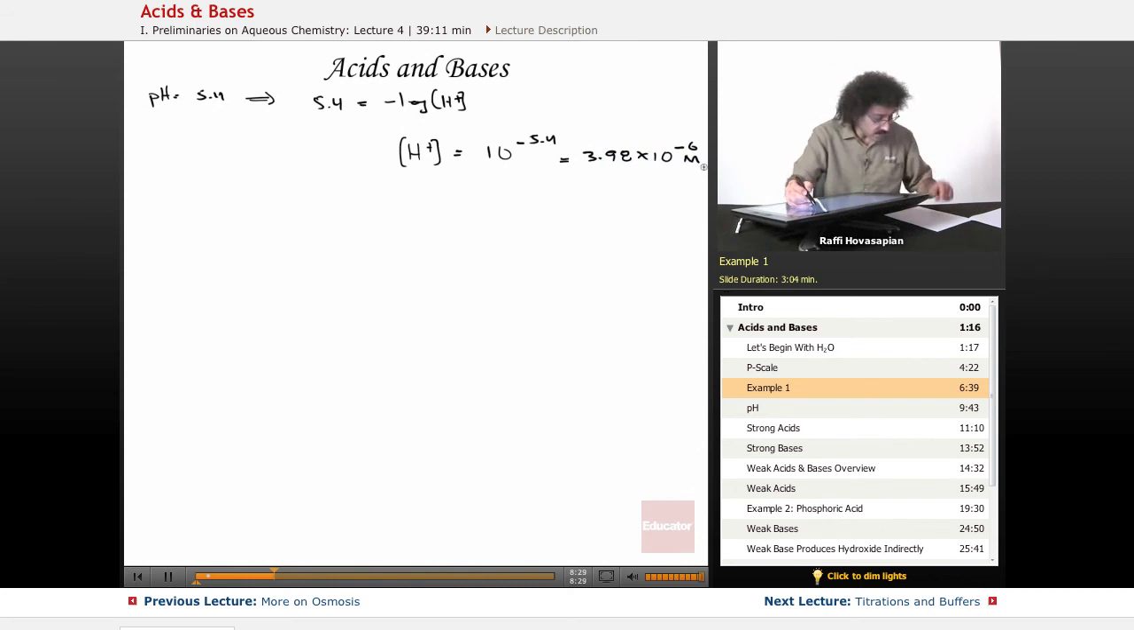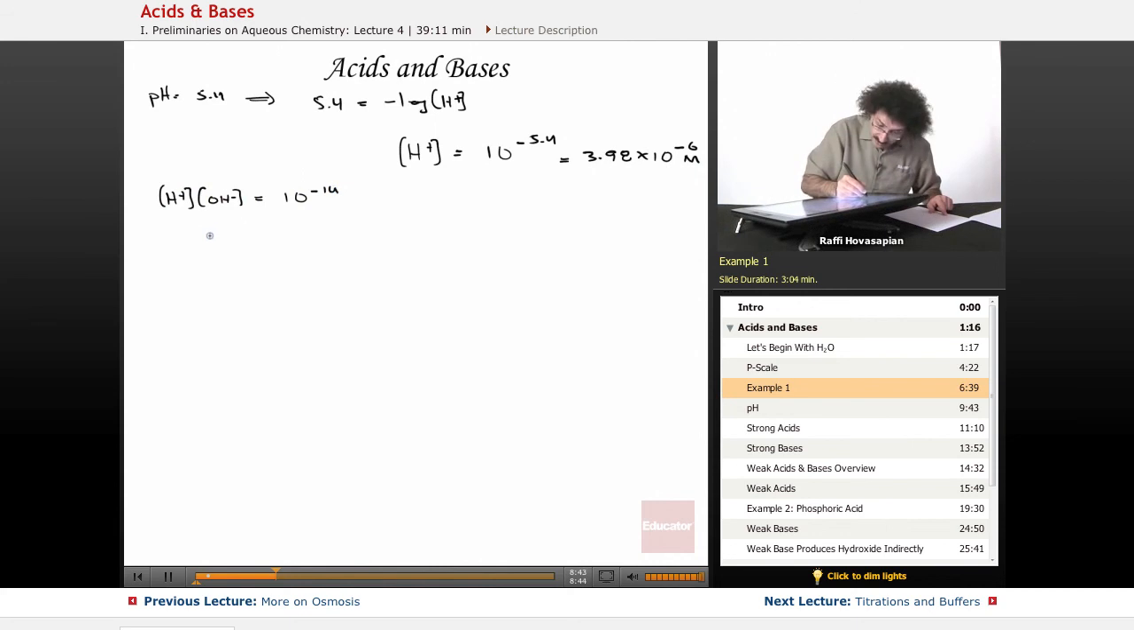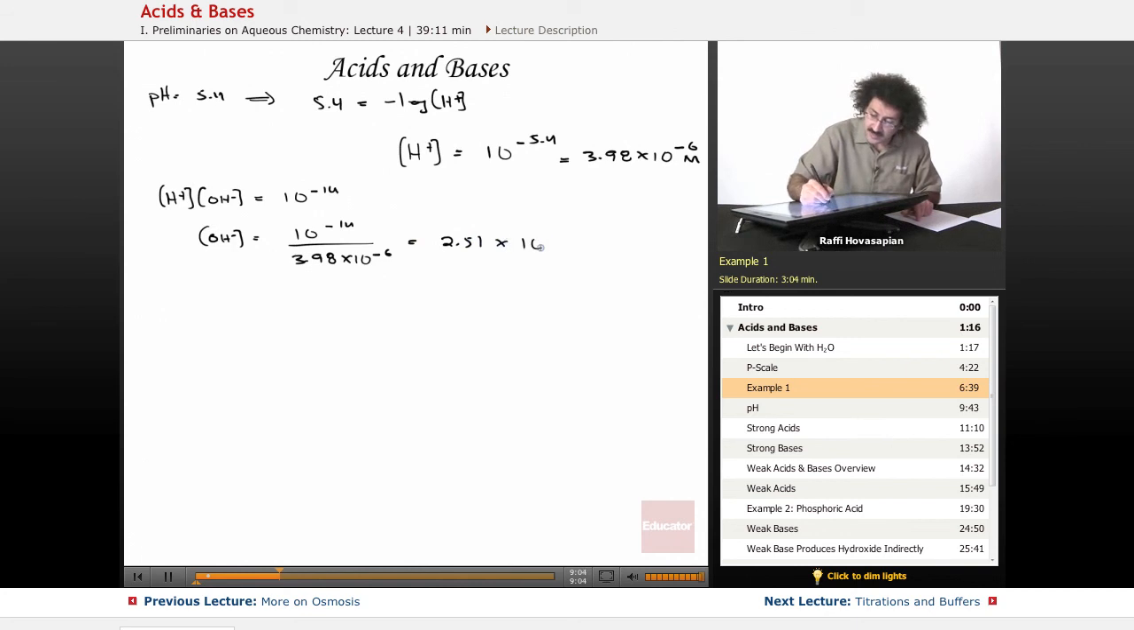Okay, well, we know that the hydrogen ion concentration times the hydroxide ion concentration is equal to 10 to the negative 14, right? 1.0 times 10 to the negative 14. Therefore, the hydroxide ion concentration equals 10 to the negative 14 divided by the hydrogen ion concentration, which is 3.98 times 10 to the negative 6. And when we do this calculation, we get, what do we get? 2.51 times 10 to the negative 9 molarity. That's it.